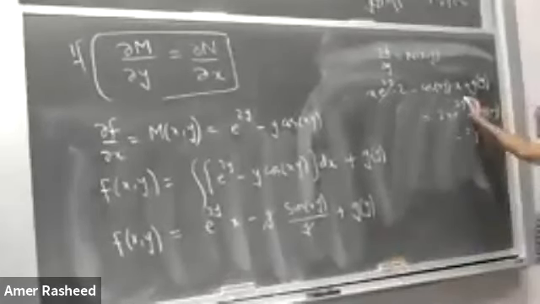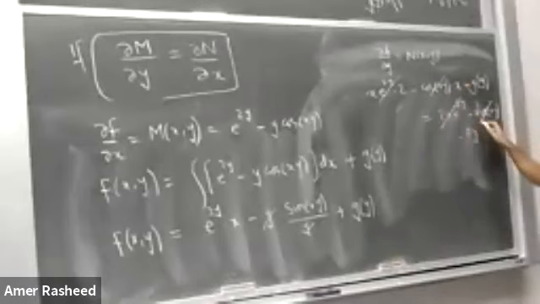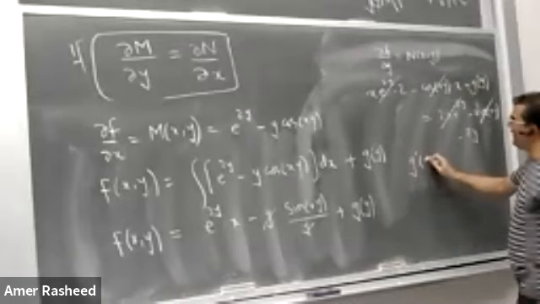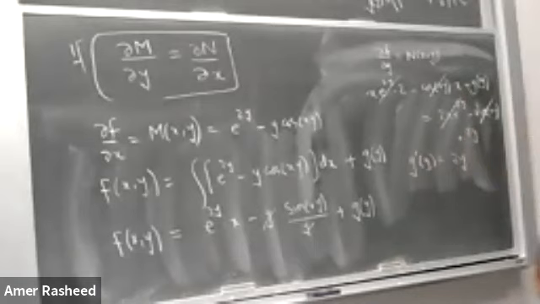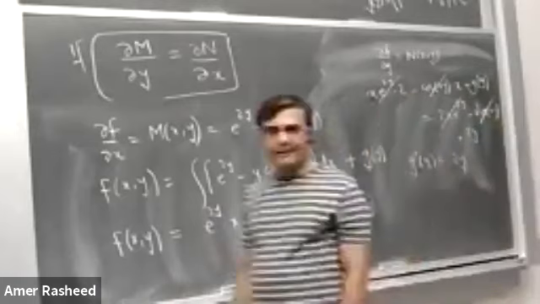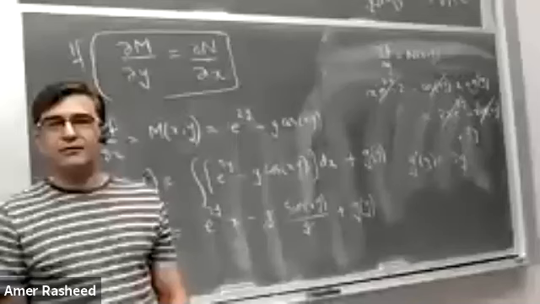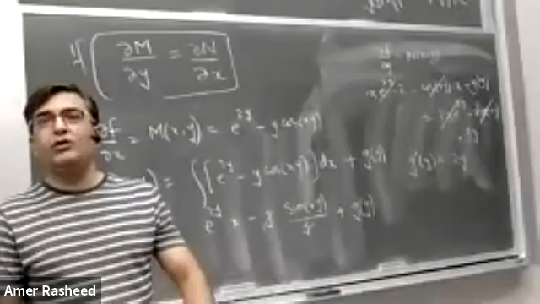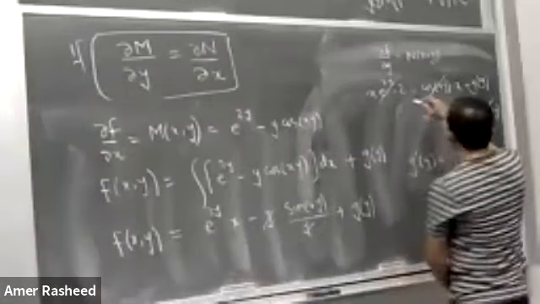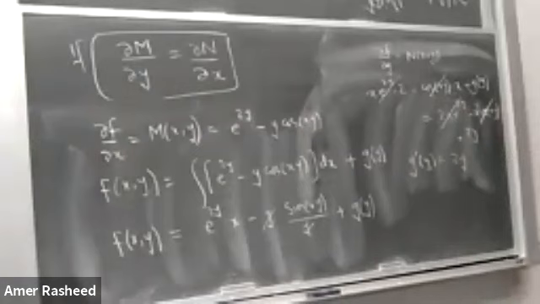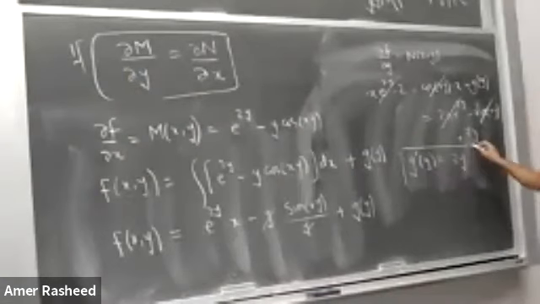Now you can see that this term will be cancelled with this term. You are left only with g dash of y equal to 2y. Now you can see that this is a function of y only. There's no x involved here. Technically, there should not be any x because we had assumed that it's a function of y only. So the terms which involve x should always be cancelled. We should obtain a function of y only here.